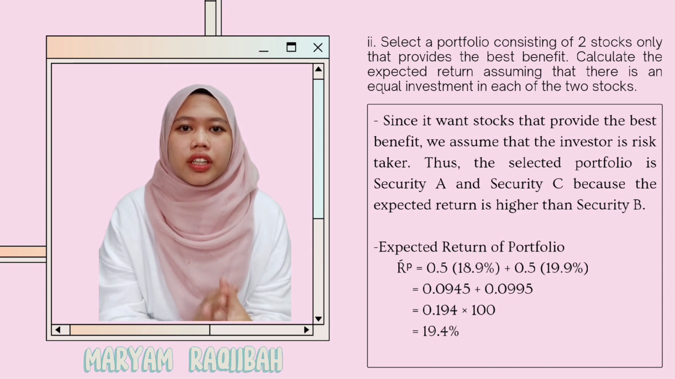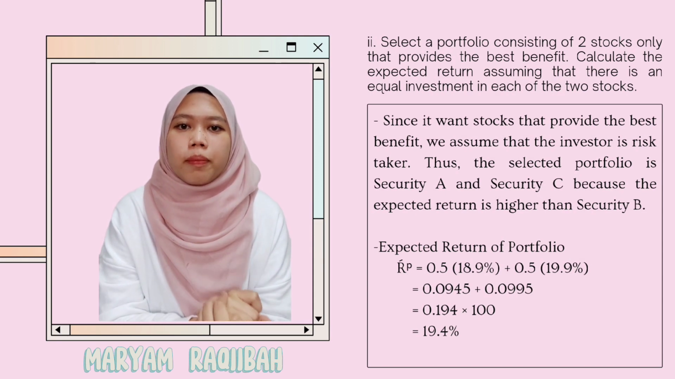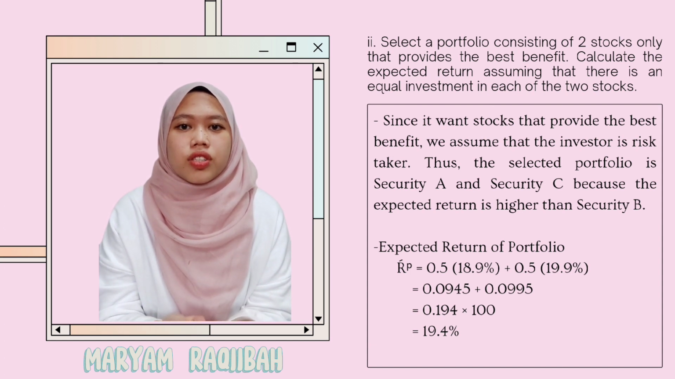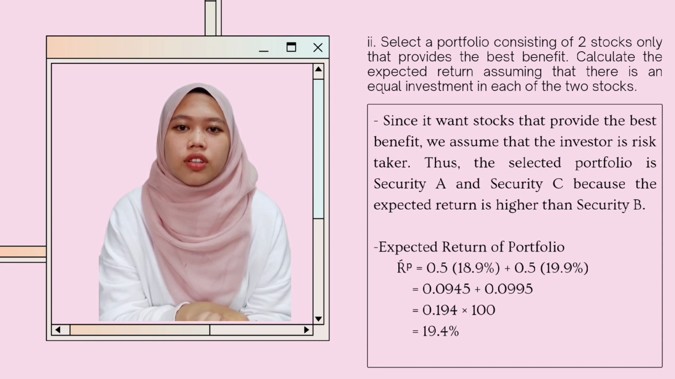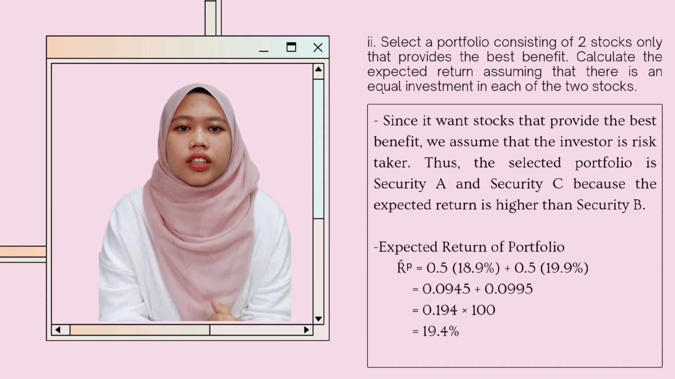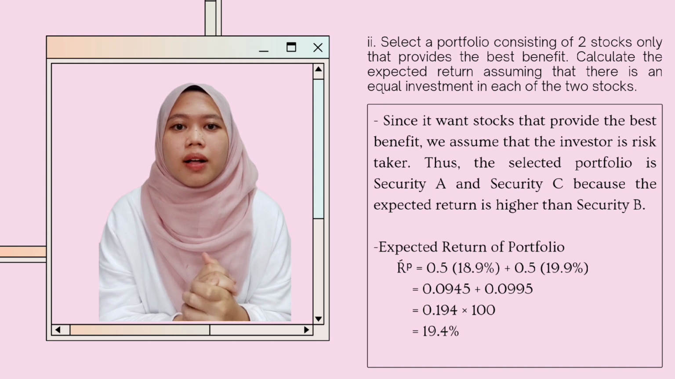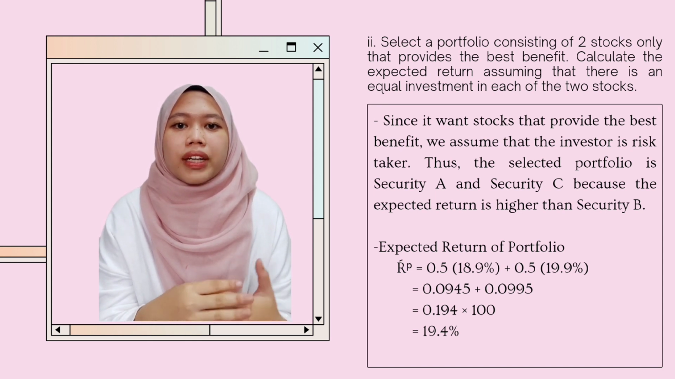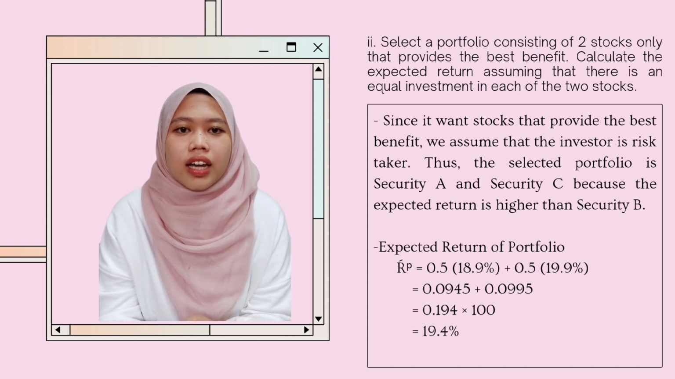For the second question, it asks to choose two portfolios that provide the best benefit. Therefore, by assuming the investor is a risk taker, we choose security A and security C, since the expected return is higher than security B. Then, it wants us to calculate the expected return of the portfolio by assuming there is equal investment in each of the two stocks. From the calculation shown, we divide the investment between each of the stocks. The rate is 50% multiplied with the expected return rate and we get the answer 19.4%.